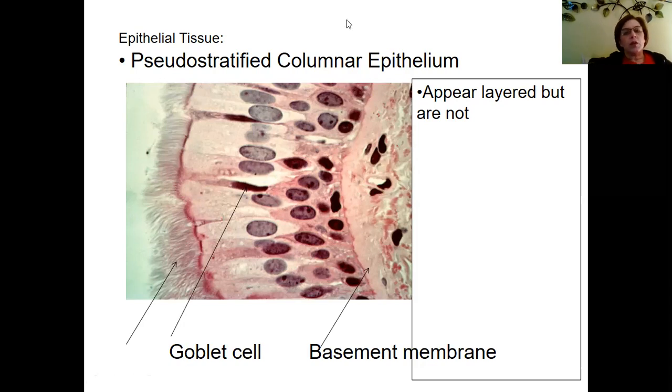That's why the pseudo. Pseudo means fake or false. So these are fake layers. It psyched you out. What this means is that if you could follow back this cell, it attaches to the basement membrane. If you follow this cell back, it continues, see the white there. It goes all the way and attaches to the basement membrane. Each one of these cells attaches to the basement membrane. It's kind of crammed together, but they're not stratified.